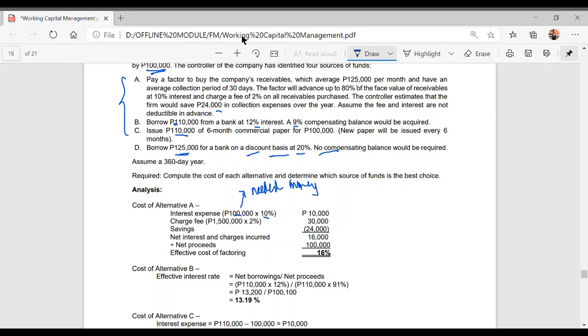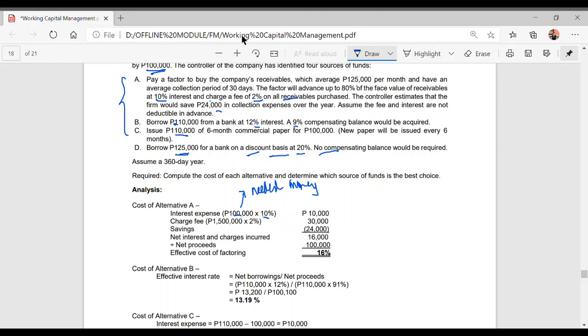So the interest is 100,000 times 10%, that is 10,000 pesos. Because it says that the factor will advance up to 80% of the face value of the receivables at 10% interest. Then we have the charge fee. Why is this the amount of the charge fee? It says, charge fee of 2% on all receivables purchased.